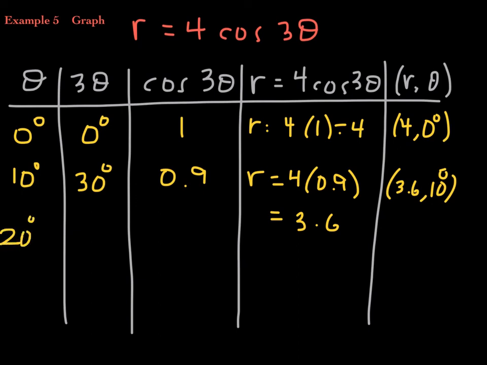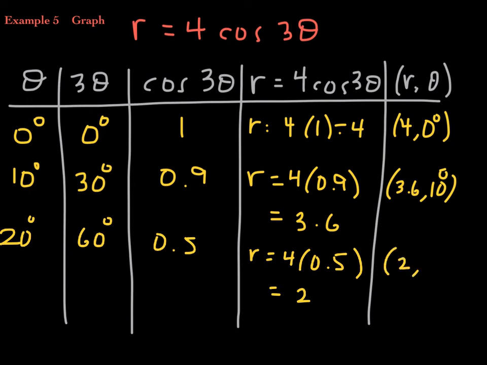3 times 20 degrees is 60 degrees, so that's 3 theta. Cosine of 60 degrees is 1/2. So R would be equal to 4 times 1/2, which is 2. So then it's 2 comma 20 degrees.